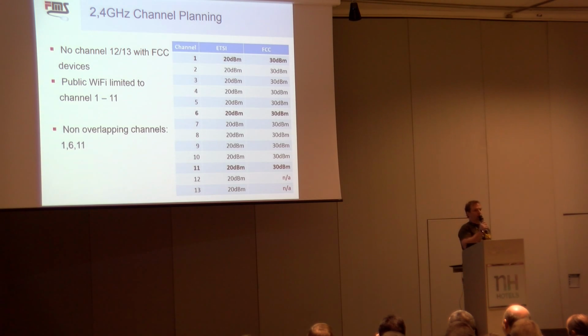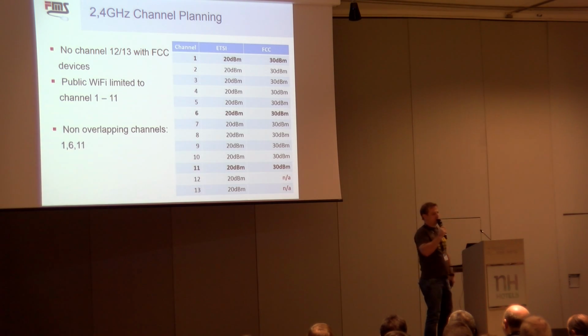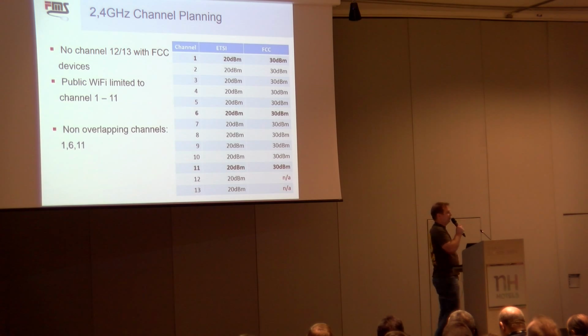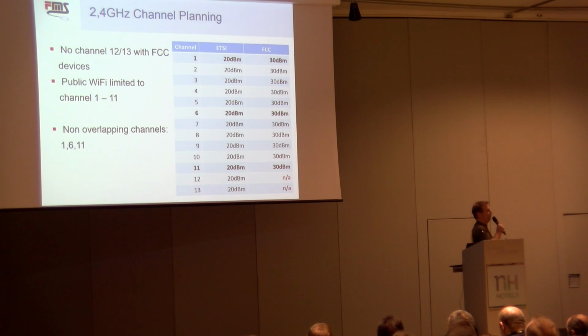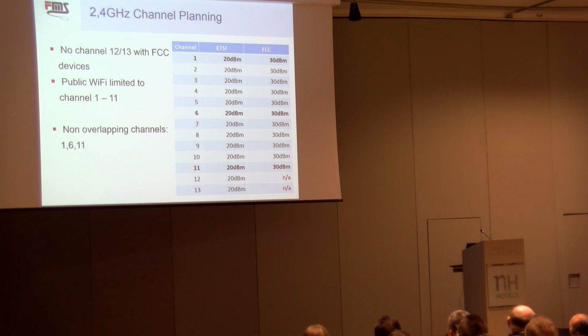I'm sure most of you will know the situation in 2.4 gigahertz, but I still want to recap that. Firsthand, there is a big difference between ETSI and FCC regulated countries. As an FCC, we cannot go for channel 12 and 13. So every time you have to set up a public Wi-Fi network, or you will have a bring your own device situation where you can't control what type of devices your network will use, you can simply not use channel 12 and 13, as these customers will not be able to connect to your access point.